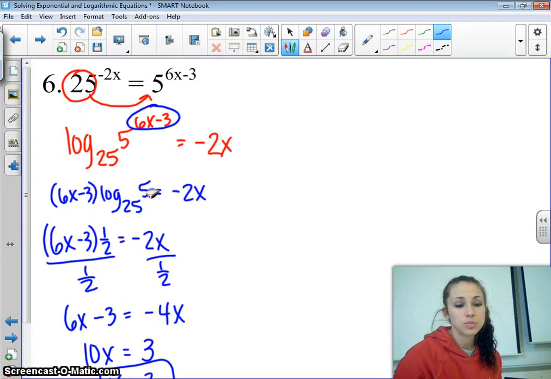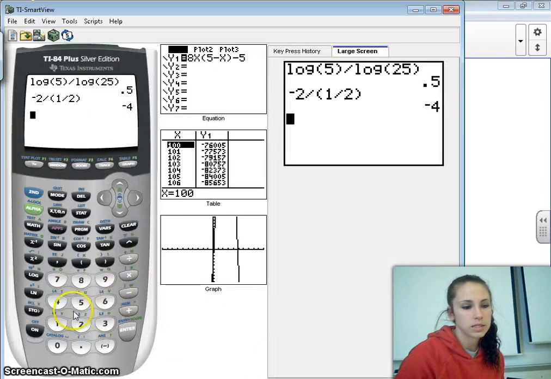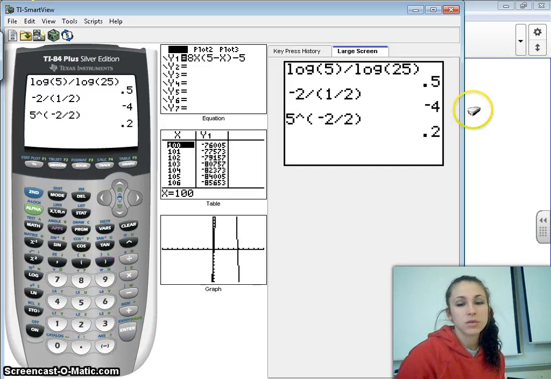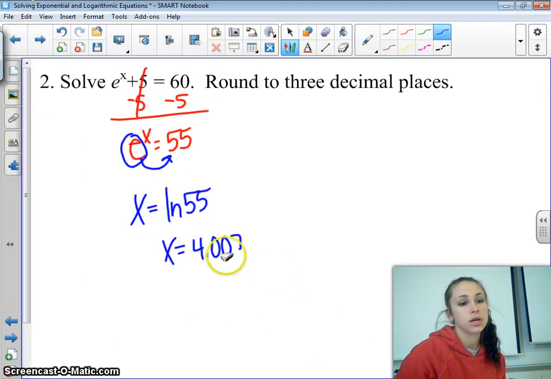Now, for all of these problems, you can just take the answers that you got and plug them back in for x and see if it gives you a correct answer. So for example, if you wanted to check this problem, then I could say, okay, if x is 2, then I would say 5 to the negative 2 over 2. Let's just plug that in and see if that works. 5 raised to the negative 2 over 2 is going to give me 0.2. Okay, and so that's what it needs to give me, because that's what it's equal to. So with all of these, you can check and make sure that your answers are correct by just plugging these numbers back in.